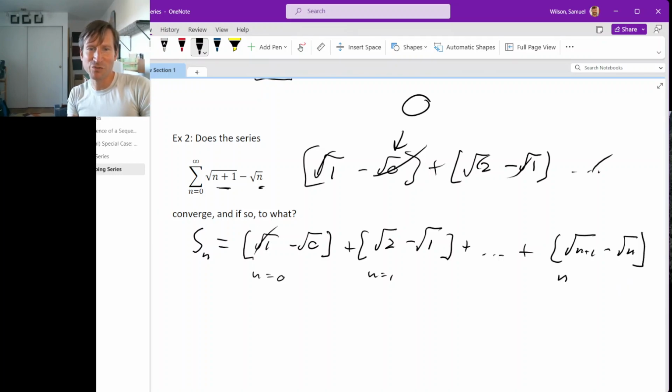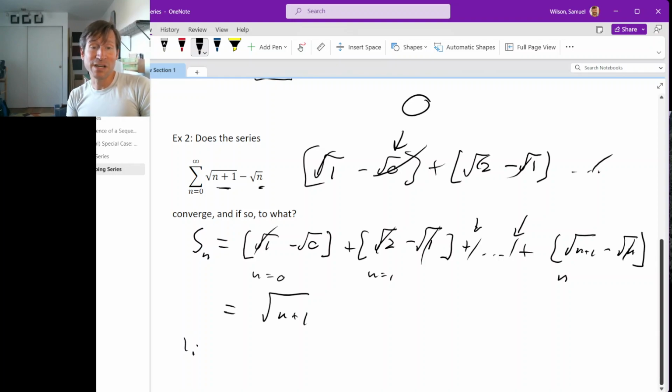Okay, this square root of 1 cancels that minus square root of 1. This square root of 2 cancels the minus square root of 2 that will show up in the next term, and so on. In the term right before the last term, there's a plus square root of n, so that cancels this one. And so the nth partial sum is, let's see, this 0 survived, but 0 is 0, so let's not write it down. And then this square root of n plus 1 survived. Okay, so this is our nth partial sum.